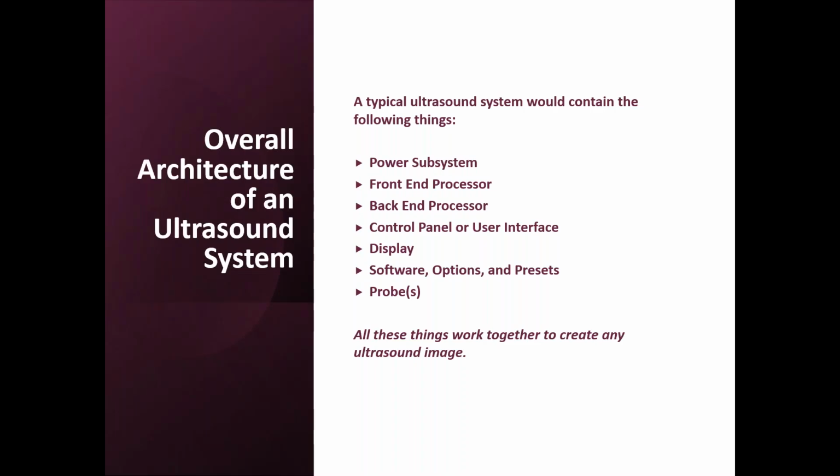So now let's move to talking about the overall architecture of an ultrasound system. A typical ultrasound system will contain the following things: power subsystem, front end processor, back end processor, control panel or user interface, a display of some kind, software options and presets, and then a probe or probes. And all these things work together to create an ultrasound image, and we're going to look at these things individually as we move along.